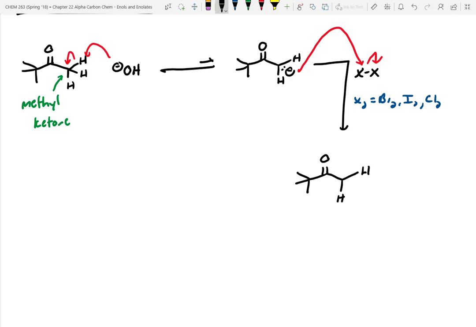You still have 2 more alpha protons left over. So I'm just going to show this as a generic halogen X. And just for the sake of time, you can repeat this twice. I'm just going to say times 2. So you deprotonate your remaining alpha protons and do the alpha halogenation again and again. All right, that gets us to this step, where you have 3 halogens coming off of that alpha position.